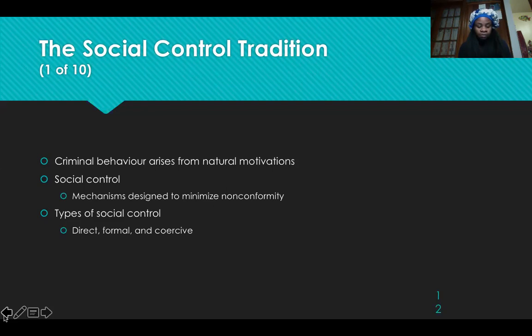To ensure a peaceful and predictable social existence, all societies have created mechanisms designed to minimize nonconformity and deviance that we may collectively call social control. Again, these are mechanisms designed to minimize nonconformity. Social control may be direct, formal and coercive, as exemplified by uniform symbols of the state. But indirect and informal social control is preferable because it produces pro-social behavior regardless of the presence or absence of external coercion.